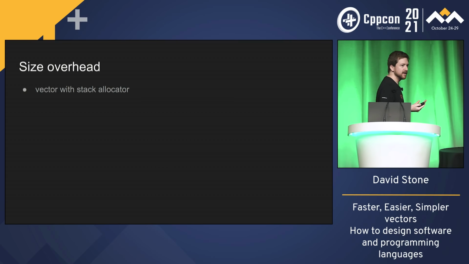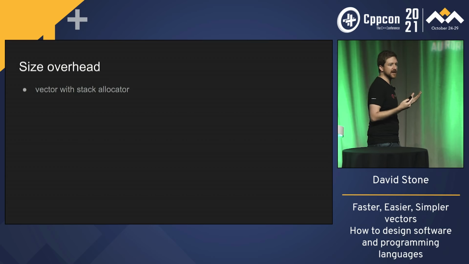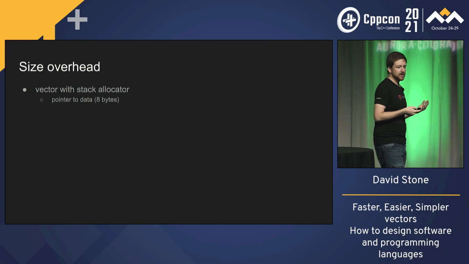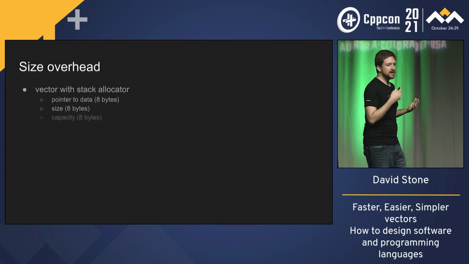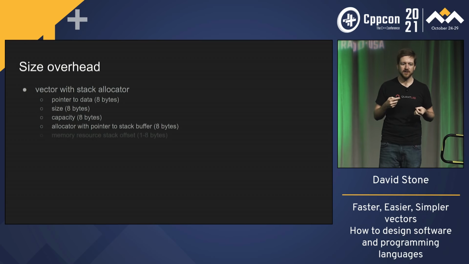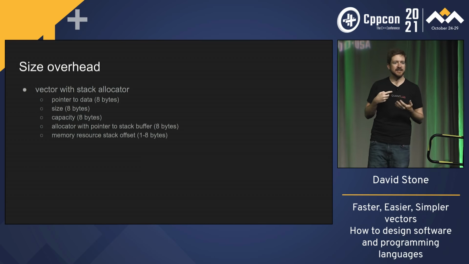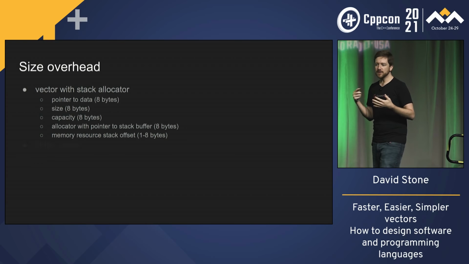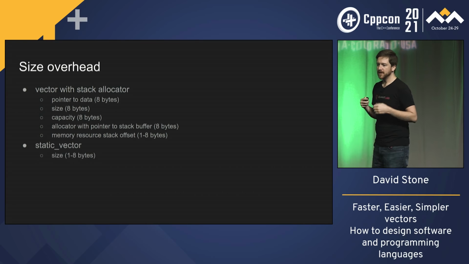But there's some costs with allocators. There's a size overhead. For instance, if you try to implement a static vector with a stack allocator, you have a pointer to the data, size, a capacity. The allocator has to have a pointer to the memory resource, and then the memory resource has to have a stack offset. So there's all this size. Whereas with a static vector, you just have the size.